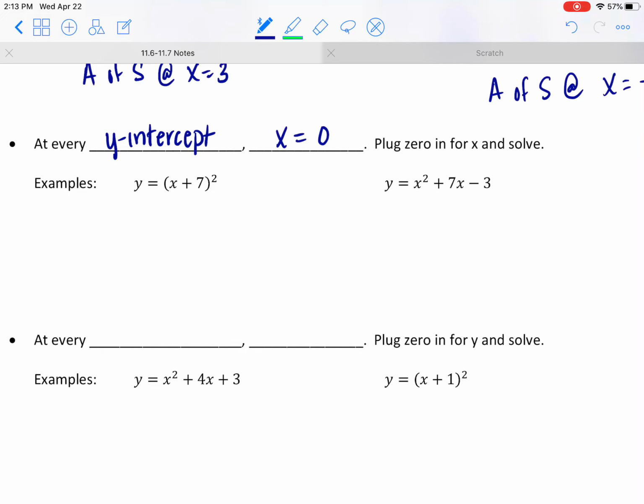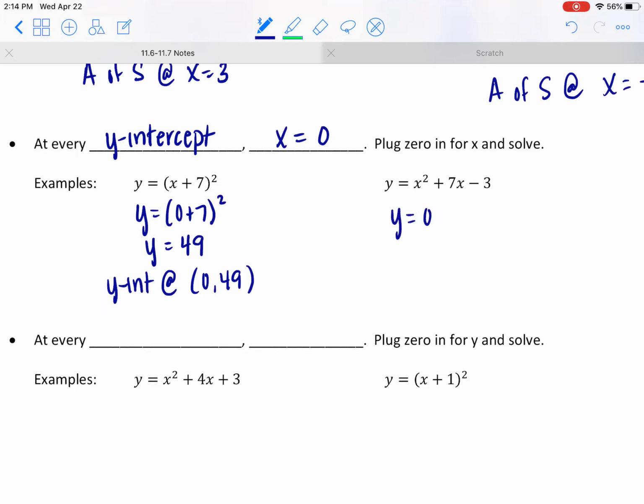We're going to start with the y-intercept. This is a little bit easier. At every y-intercept, we said that the x value has to equal 0. So if we're trying to find a y-intercept without looking at a graph, all we have to do is plug a 0 in for x and figure out what's left for y. So here, if I put a 0 in for x, then I have 0 plus 7, which is 7. 7 squared is 49. Since y equals 49, that is where my graph will cross the y-axis. So we will have a y-intercept at 0, 49.